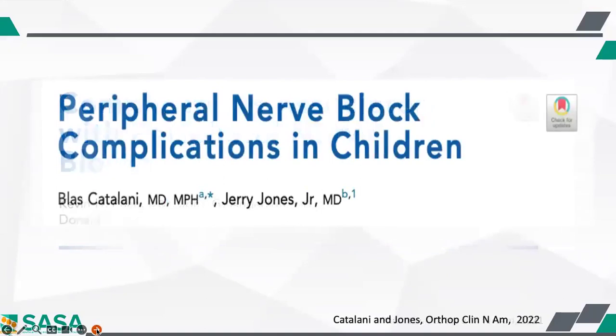What about in the pediatric population? So in an article published by Catalani and Jones, they mentioned that they looked at data from 2 big databases, one in France and the other in North America. What they established from this group of data is that the incidence of peripheral nerve block injuries in the pediatric population is quite low, in fact 0.12% according to their data.